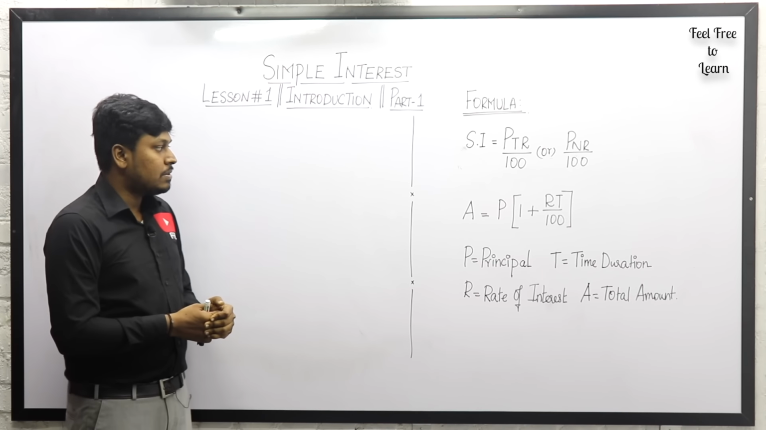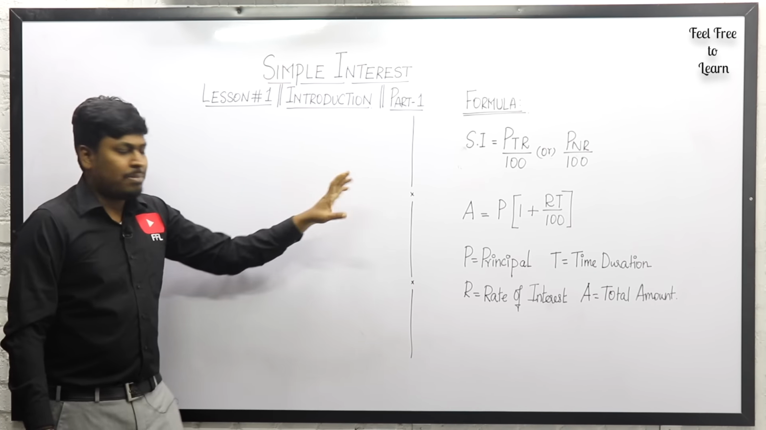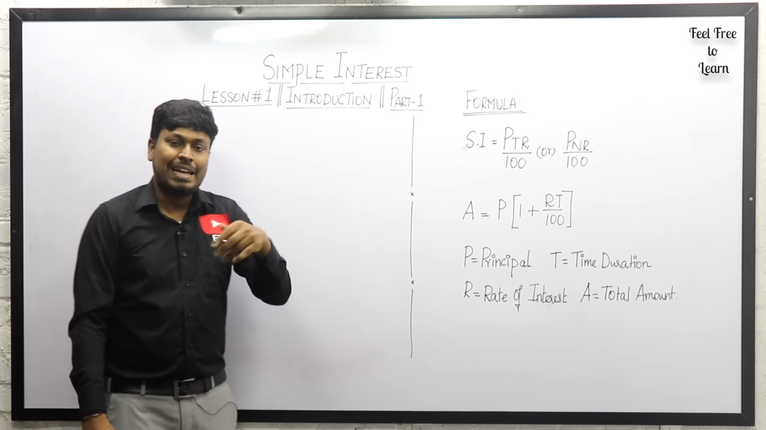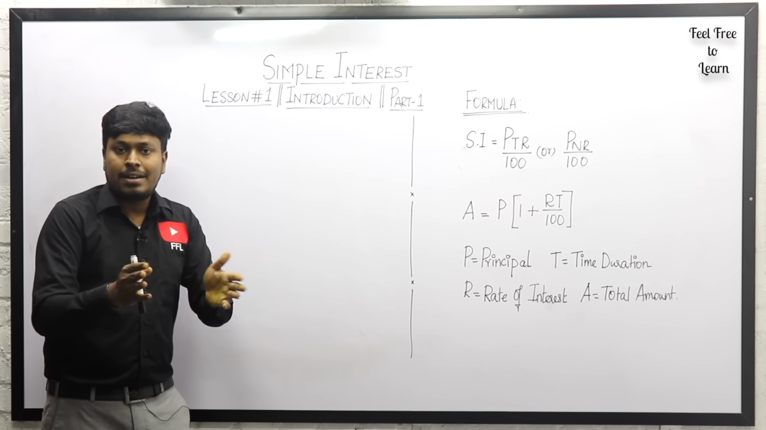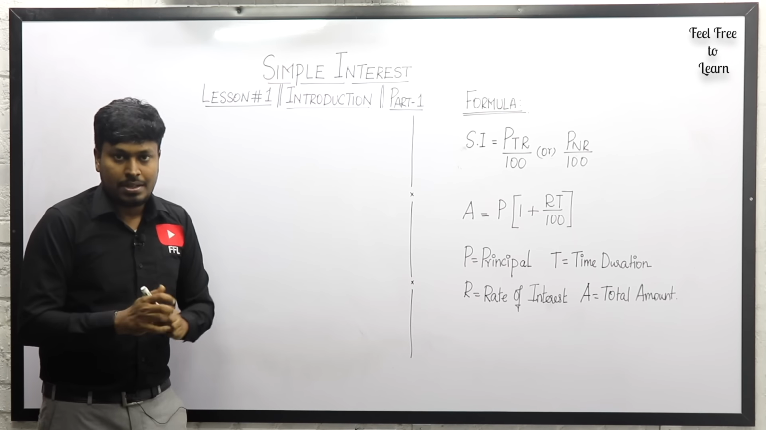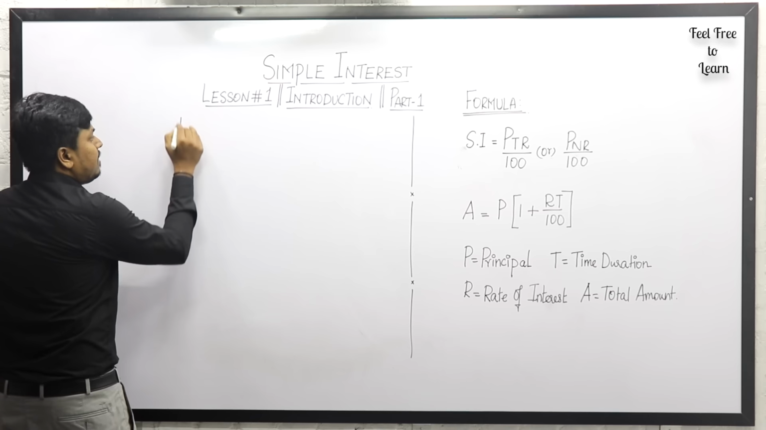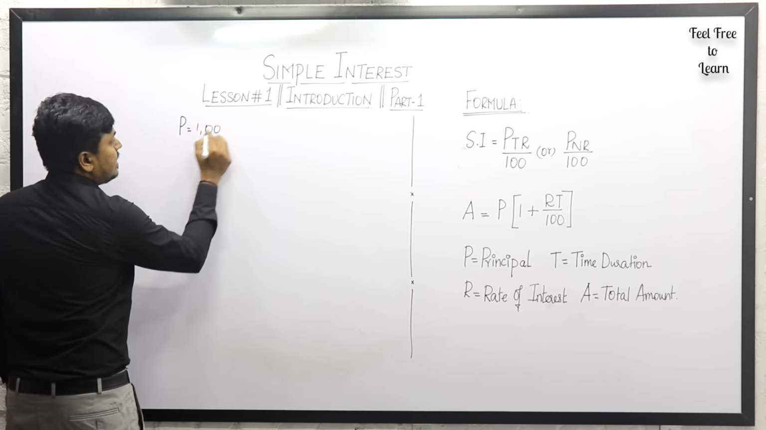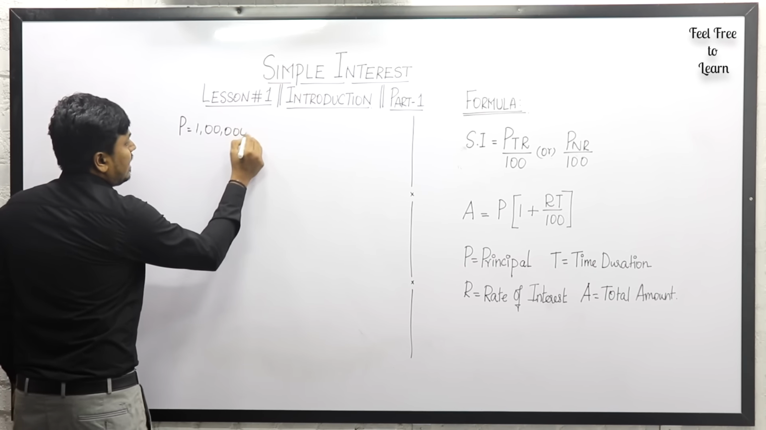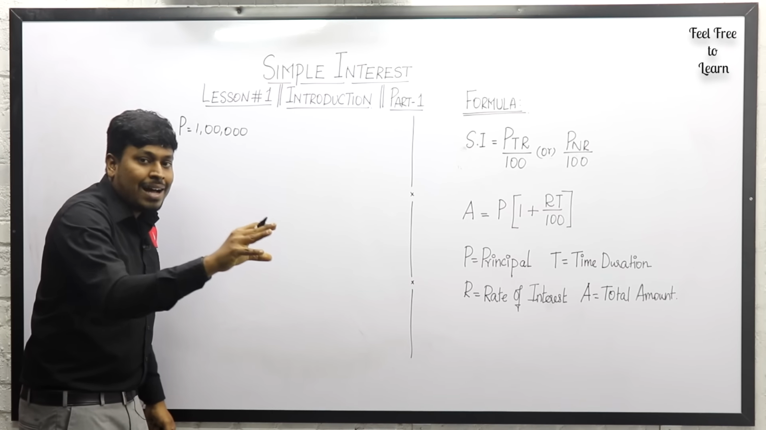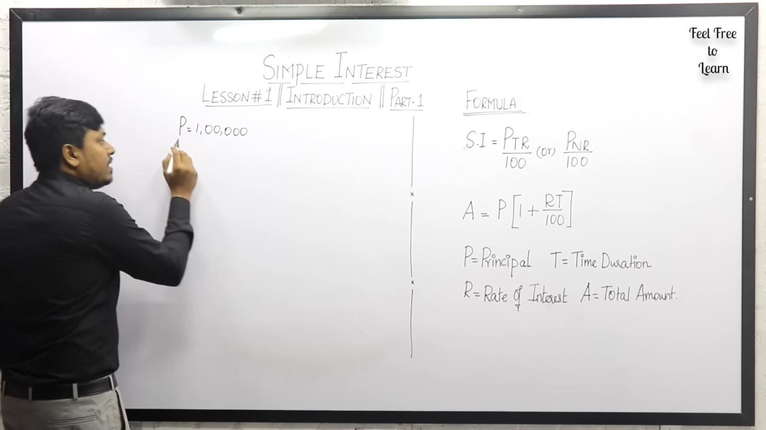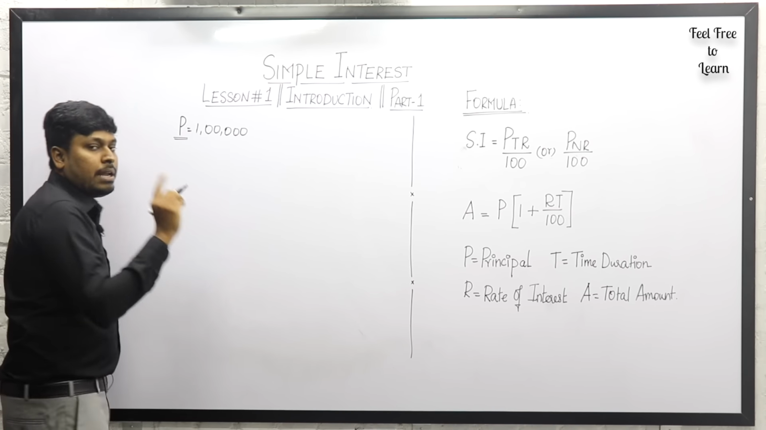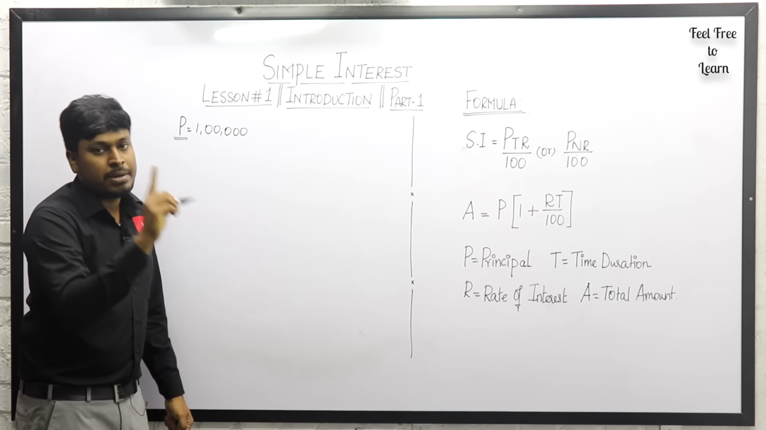Understood? So let me take an example. Before learning this formula, first let me take an example. Think that you are going to a bank and asking for a bike loan. The bike loan principal will be 1 lakh rupees. You are asking for a bike loan of 1 lakh rupees. Remember that if you are asking for a loan or if you are borrowing money from your friend, everything should be taken as the principal amount. The initial amount will be the principal amount.